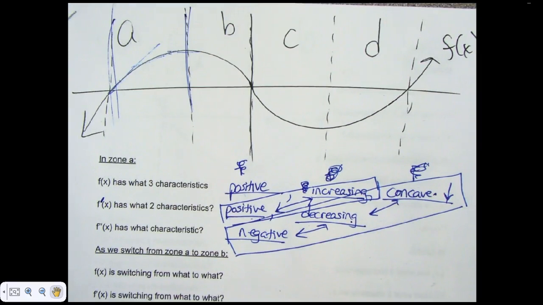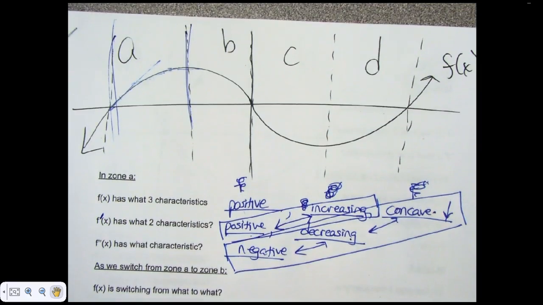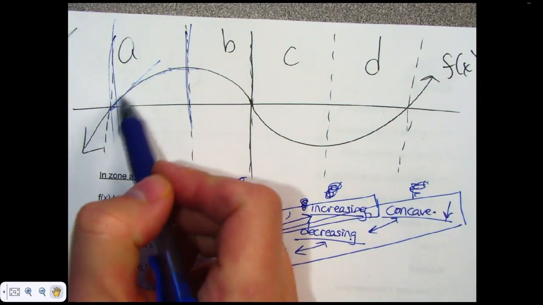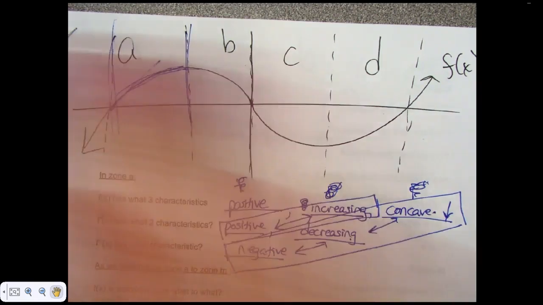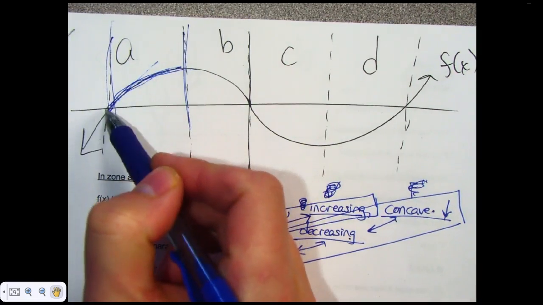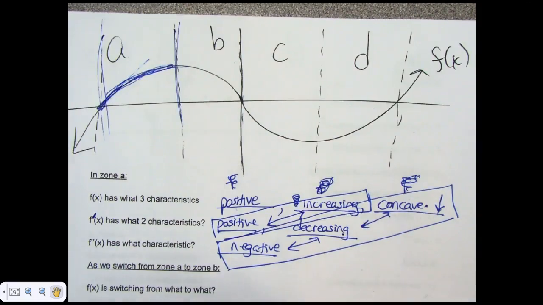Another way you can get to this, and some people are able to look at the original graph and just kind of do everything from there, and think about the slope level and think about the concavity. Some people are better off graphing it. So if I sketched a graph of the derivative, and I'm not going to do the whole thing, I'm just going to do zone A right now. The derivative here, so the slope.